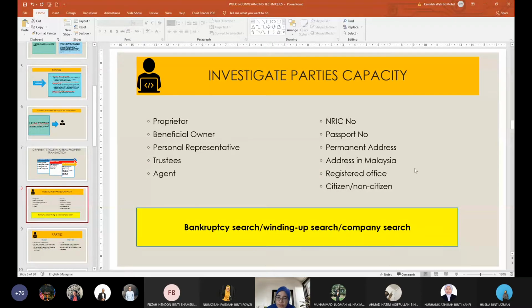So the important particulars about the parties tu ialah IC number dia, passport number dia, permanent address dia, kalau dia foreigner address in Malaysia, kalau company registered office, then we have to determine lah, to know whether he is a citizen of Malaysia or non-citizen. So all this information, untuk maklumat ni kita boleh do bankruptcy search, winding up search and company search untuk dapatkan details about the parties. Okay.